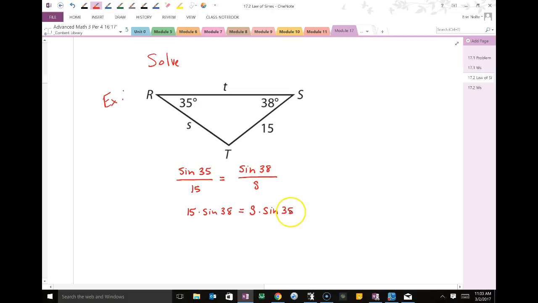Before I even use my calculator, how do I solve for S on my next step? Not subtract, divide. There you go. So we're going to type in 15 times the sine of 38 divided by the sine of 35. Okay, 16. Does everybody agree with that? That sounds like a yes.